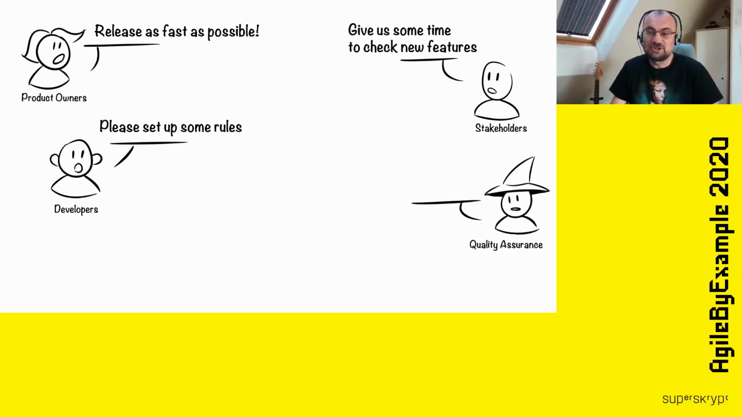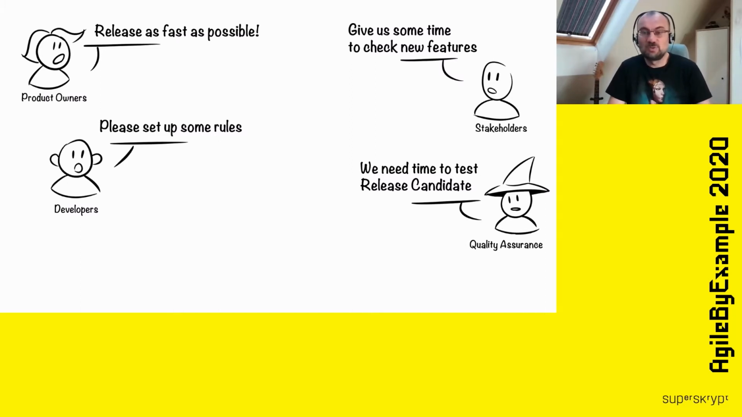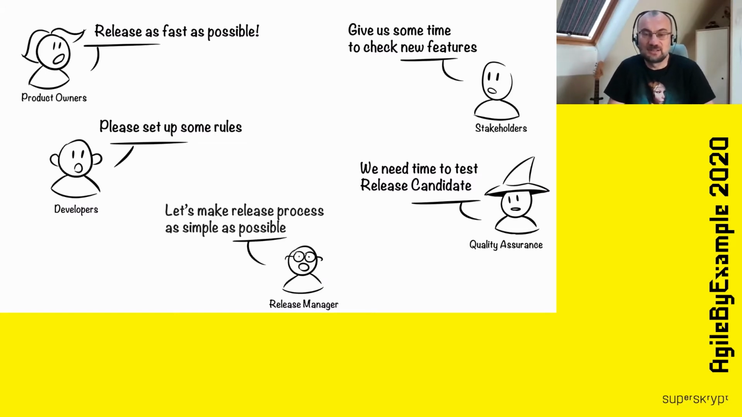In the organization, there is a special team called Quality Assurance, and they said we are responsible for ensuring that our application has good quality. So we really need to have a release candidate, and we need some time to test this candidate. It's not a long time, a few days will be enough, but we still need it. And we had a release manager who said, well, I'm a lazy person and I would like to make this release process as simple as possible. And if we can get something from Scrum, let's get it.